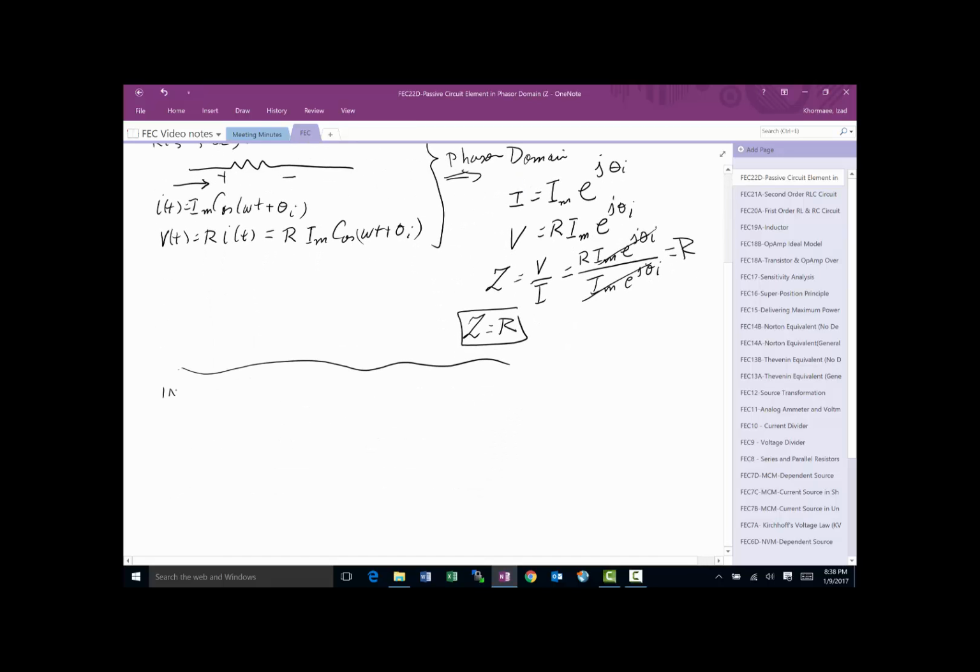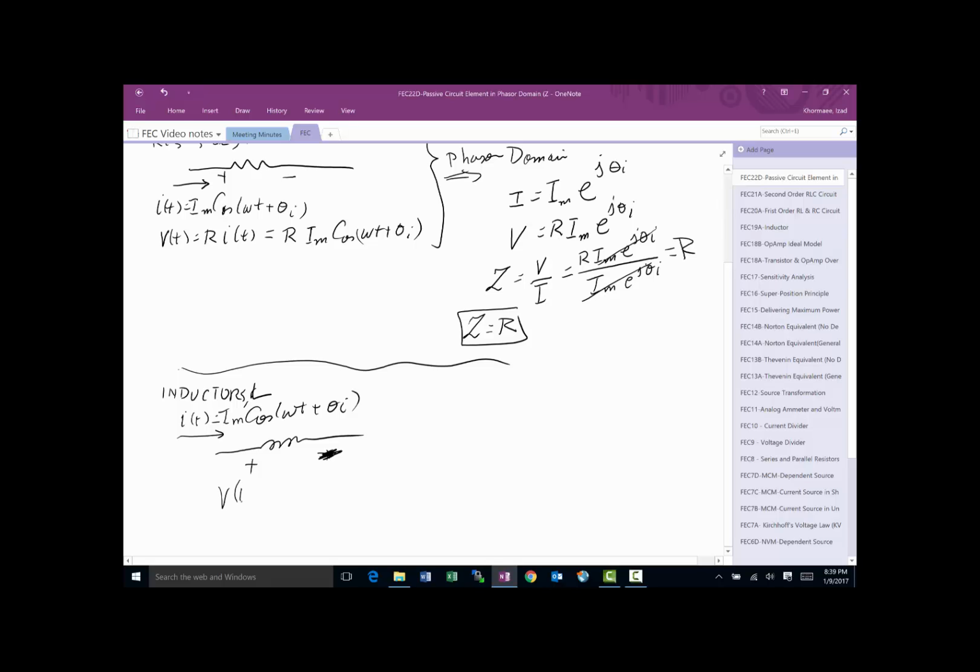Now let's see if we can do the same thing for inductors, which L represents. Let's say you've got an inductor with a current that comes through, and your current is the same: I of t is equal to Im cosine of omega t plus theta I. Now the question is, can you figure out what the voltage is across this? Sure. The voltage has plus and minus in the direction of current, because this is passive.